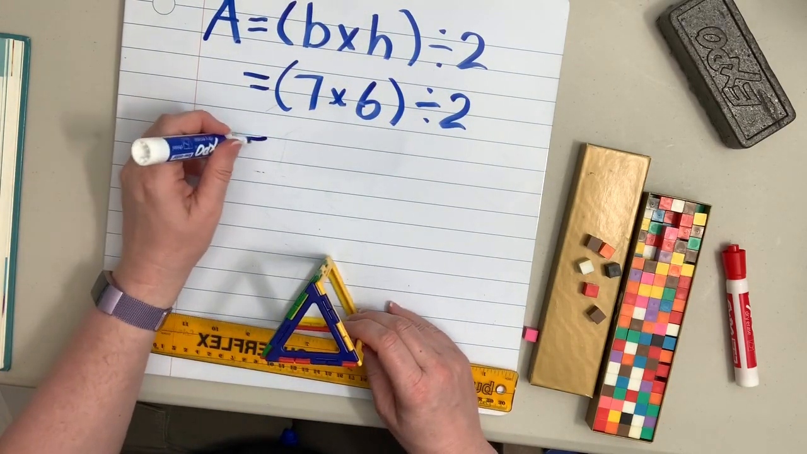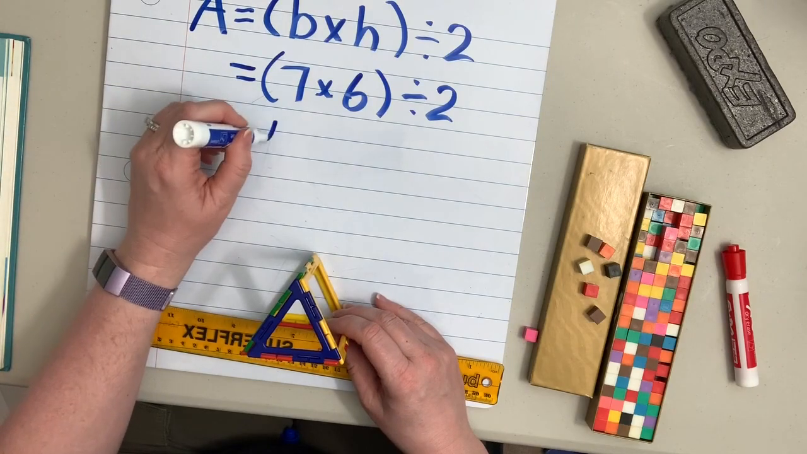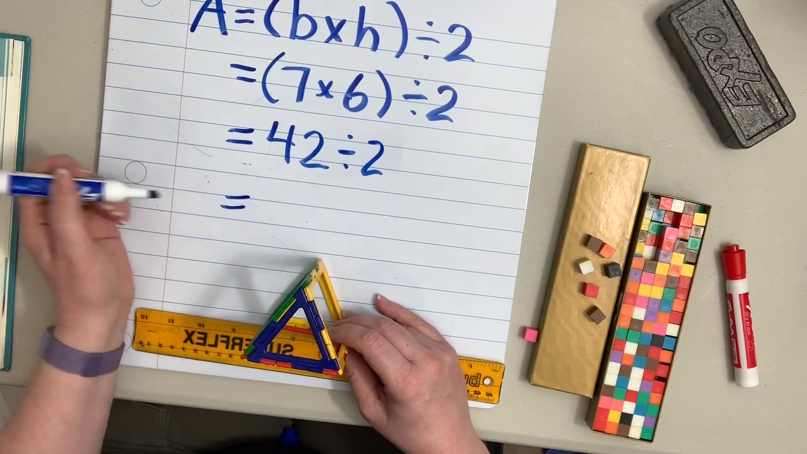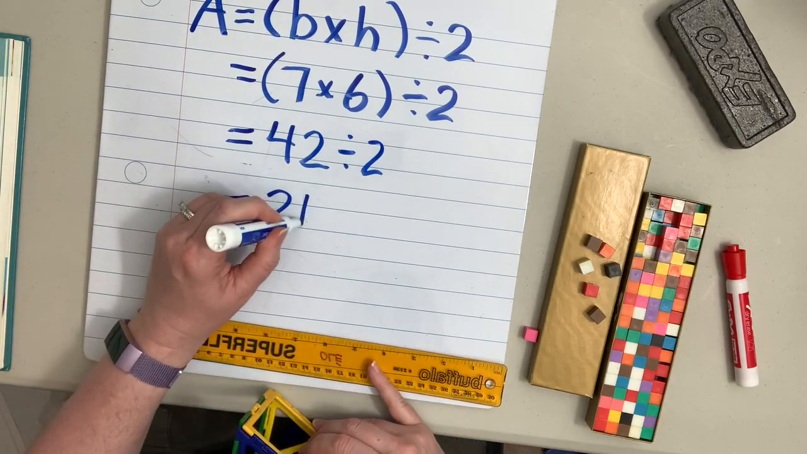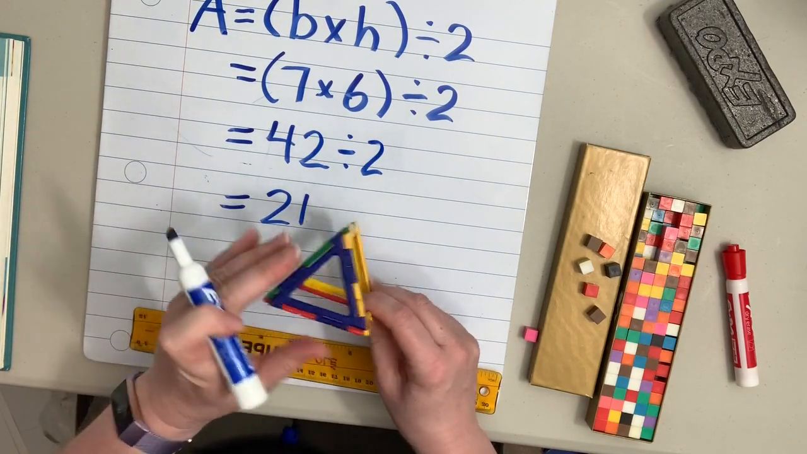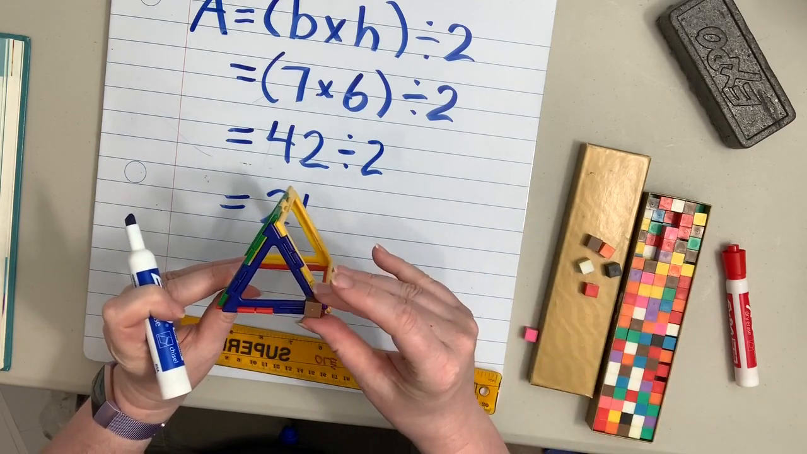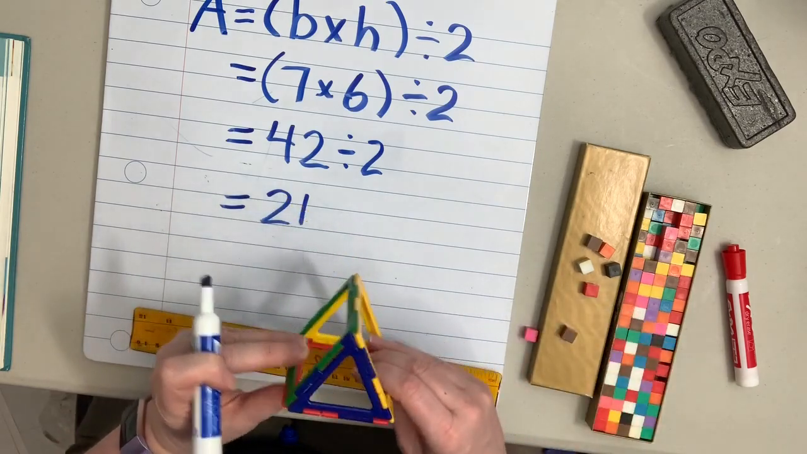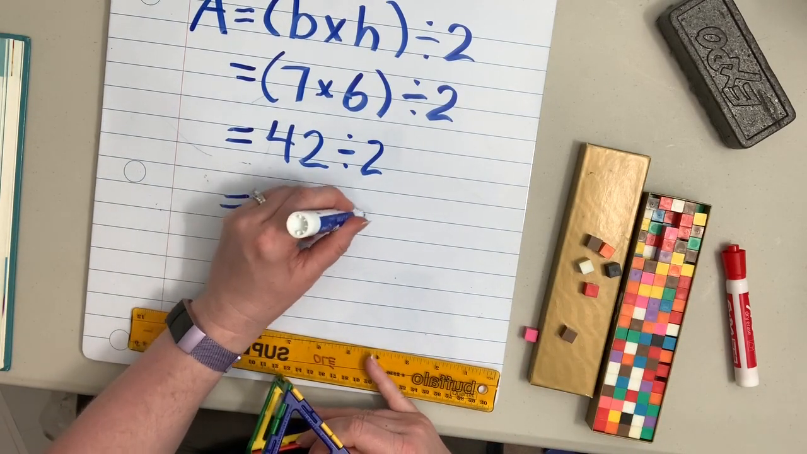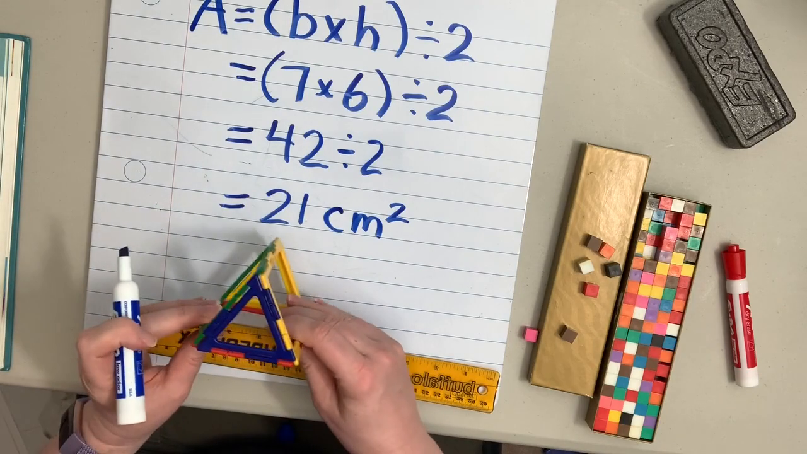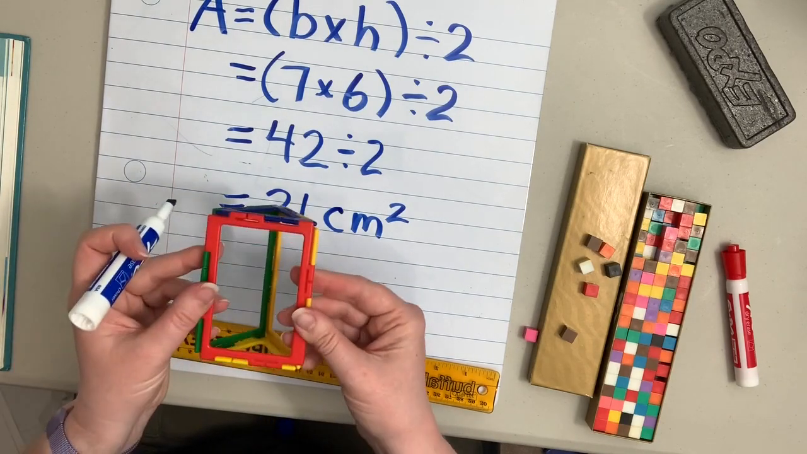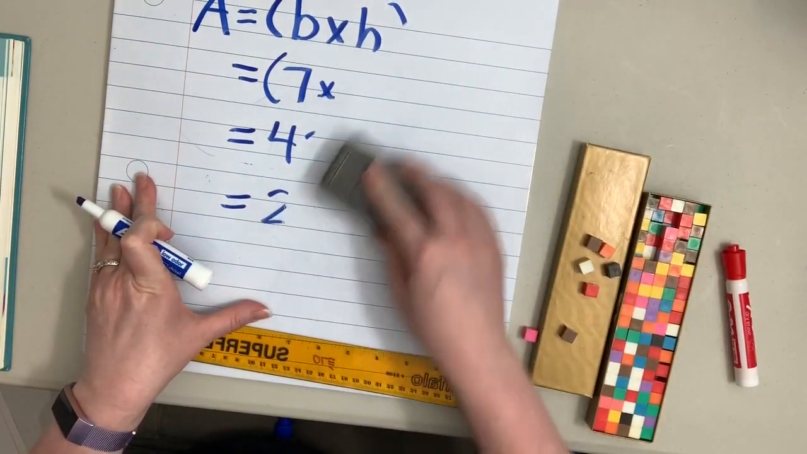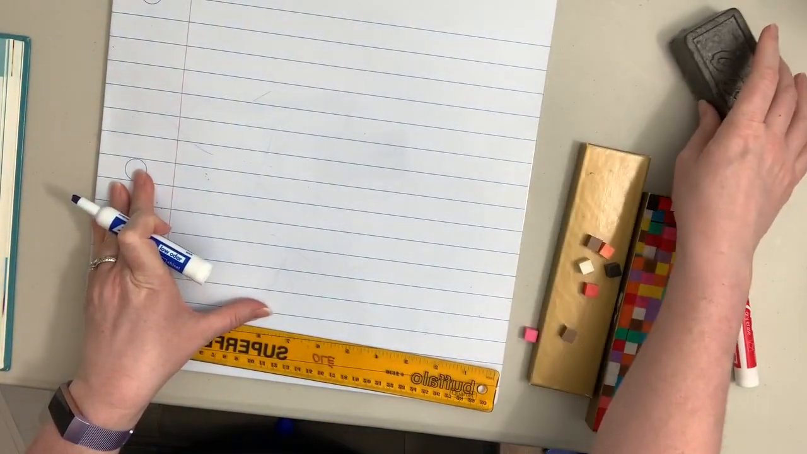So let's do it. What's 7 times 6? 42. Divided by 2. And what are we going to have? 21. Now this is just the area. So how many of these would just fit on here? If we could cut them in half and make them fit perfectly on the triangle, it would be 21 centimeters squared. But how do we figure out the volume? Well, it's a bit of a combination of area. You have to know the area first.